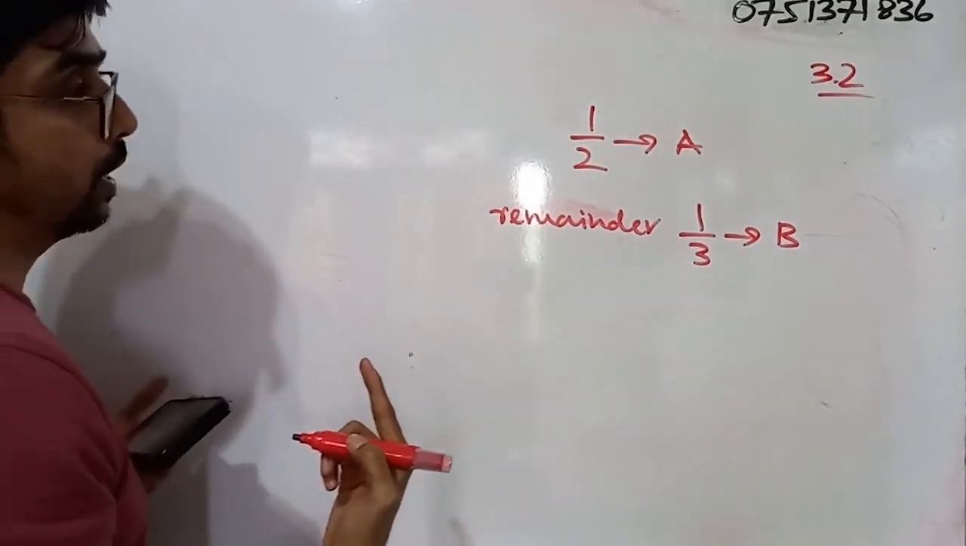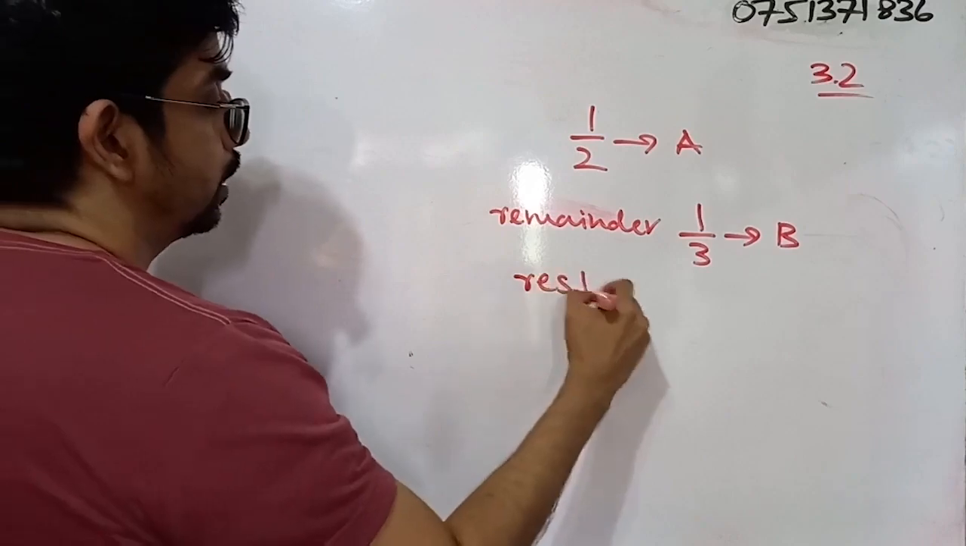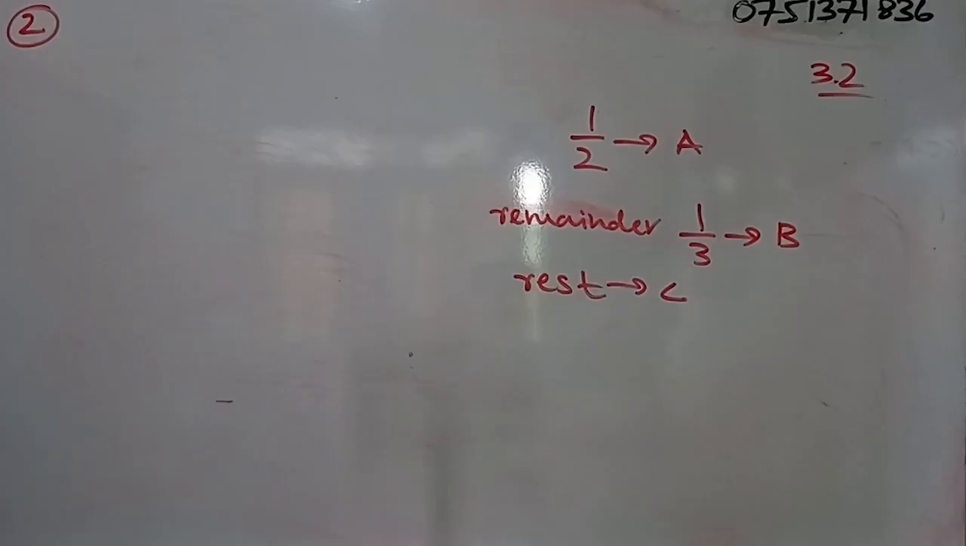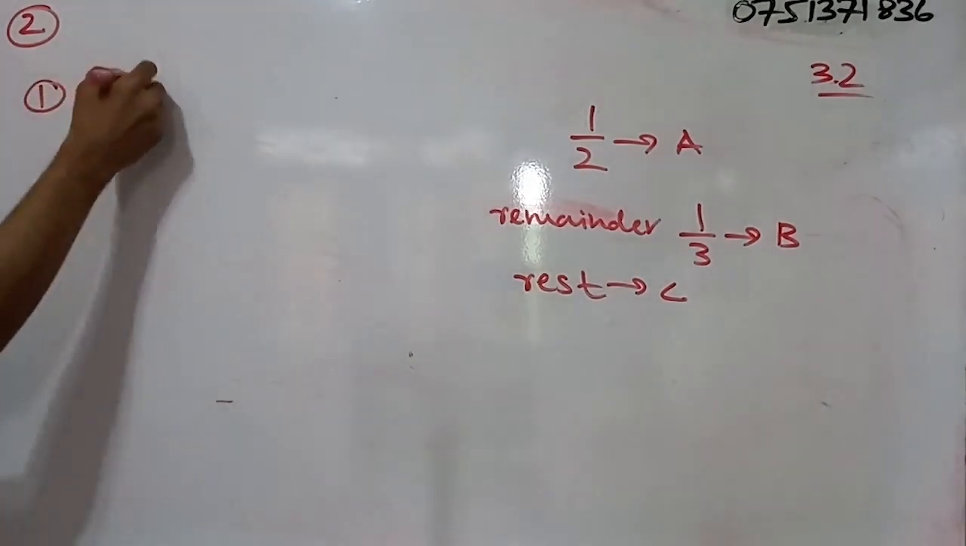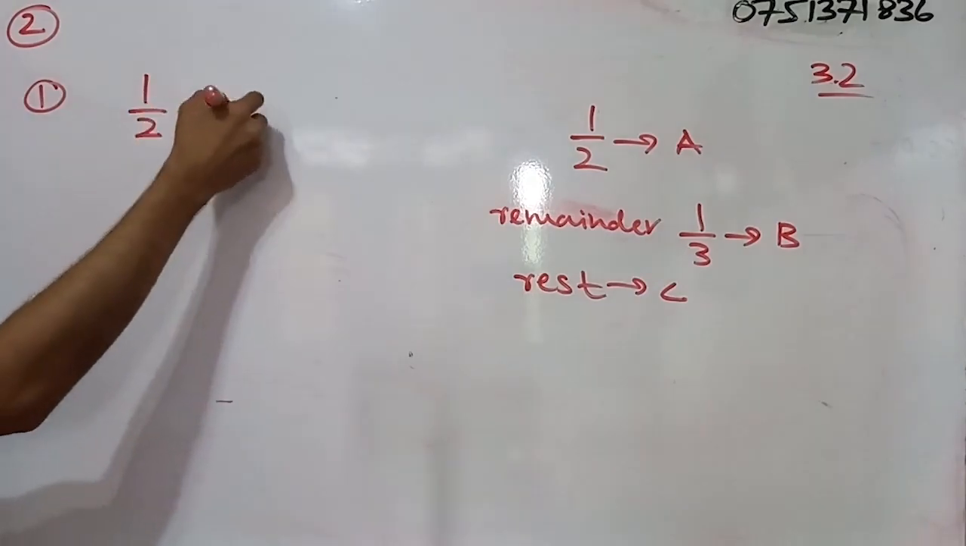And the rest was given to C. Right? So the rest that is given to C. So under that part 1, find the fraction that C received from the amount that was distributed. Right? So half that was given to A.